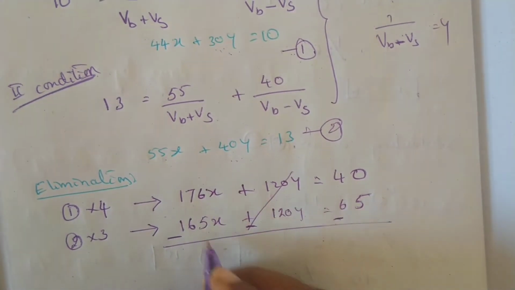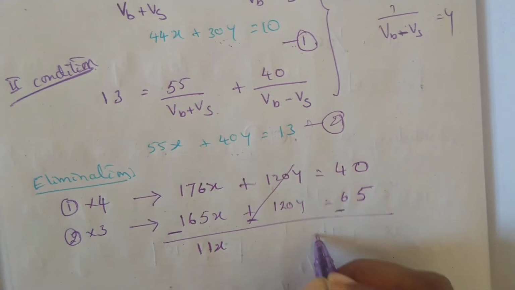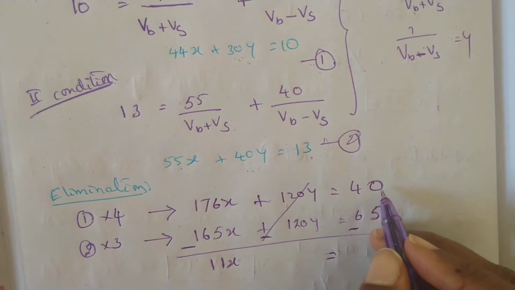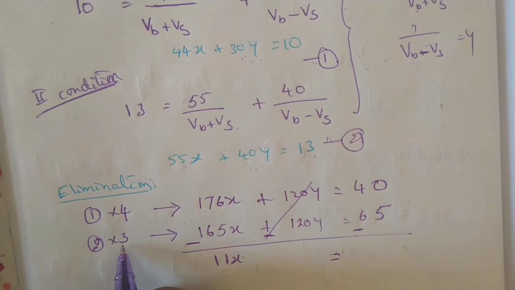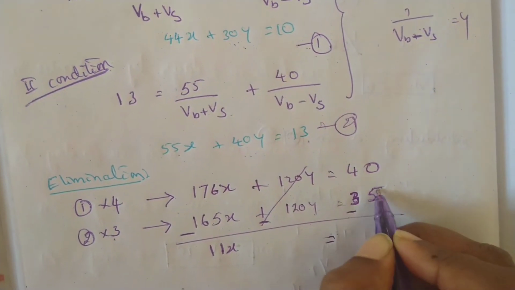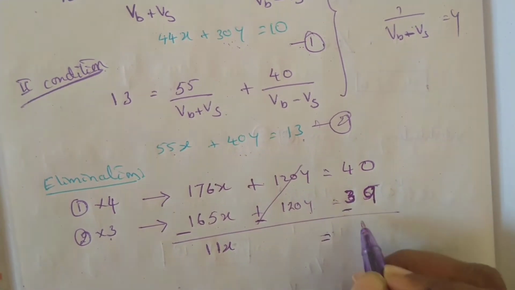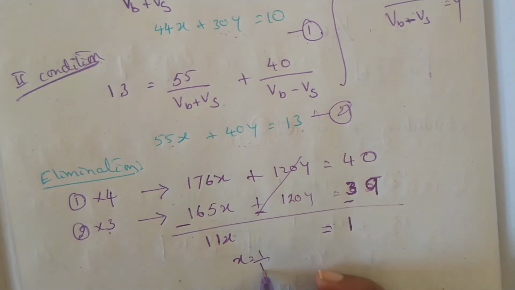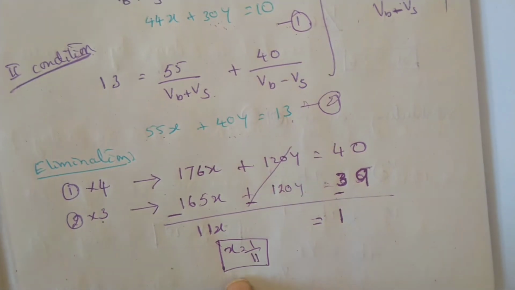Now 176 minus 165 is 11x, is equal to, I'm sorry, this is 3 times, is it not? 13 3s are 39. Sorry, it is not 5 times. 13 3s are 39. So that is equal to 1, or x is equal to 1 by 11. So we got the x value to be equal to 1 by 11.